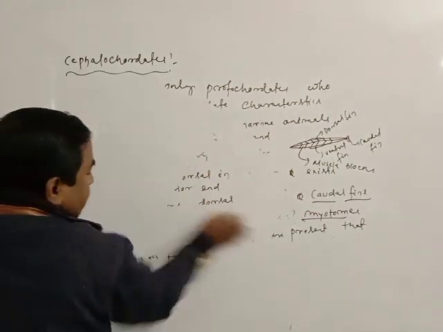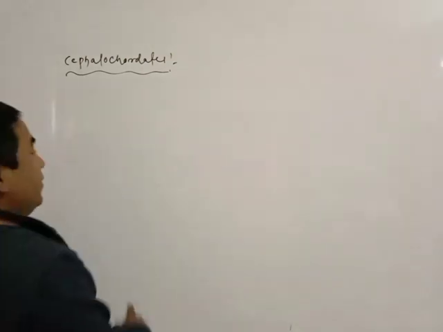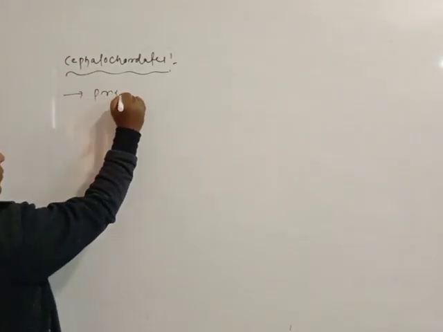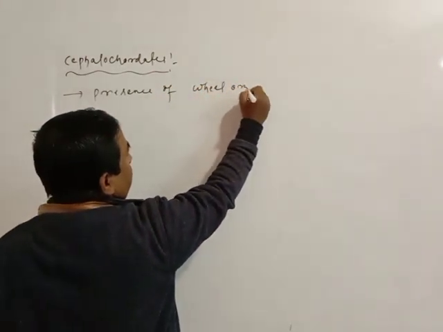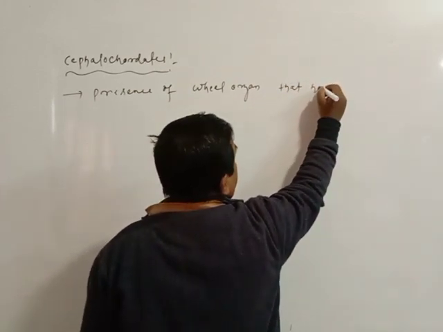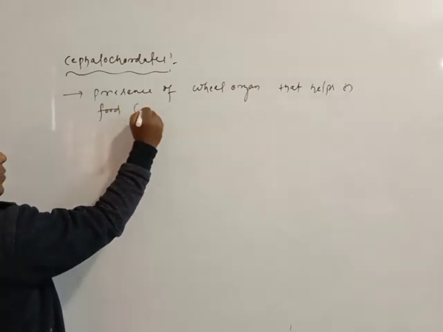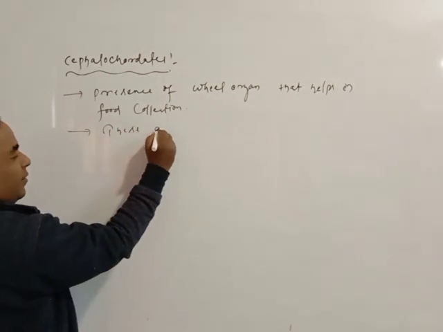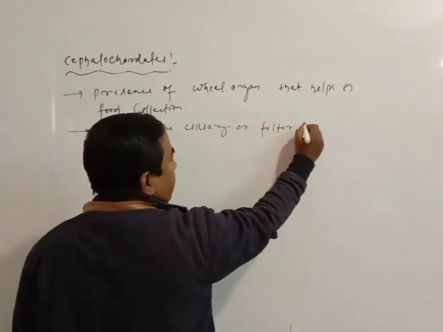Next, one of the identifying characters of cephalochordates is the presence of the wheel organ, that helps in food collection. These are ciliary or filter feeders.